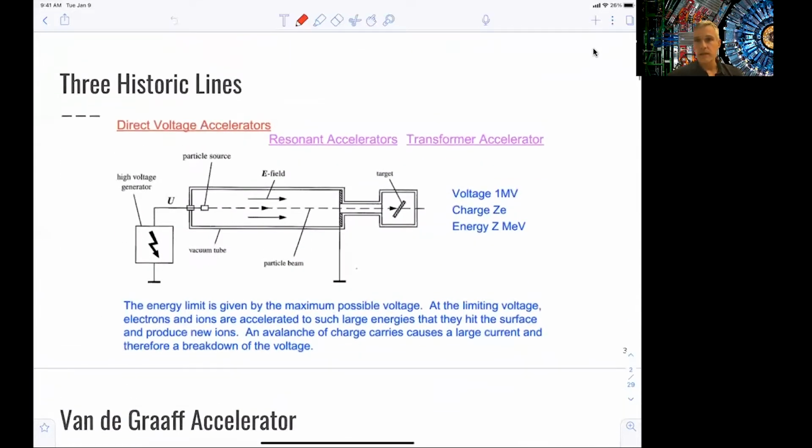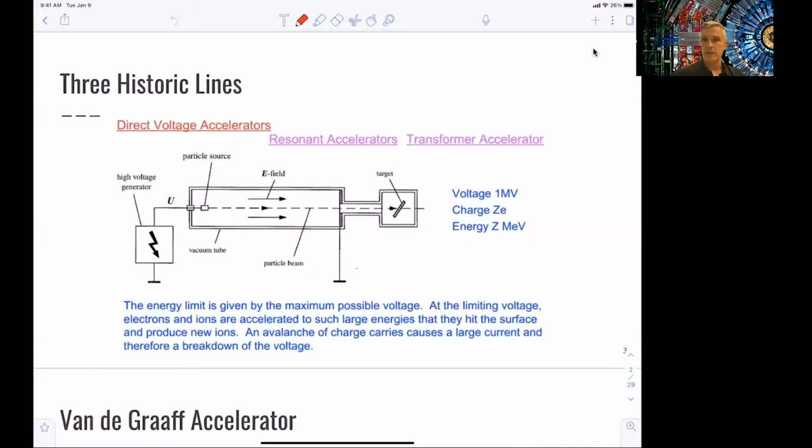If we study particle accelerators, we can see three different historic lines: the direct voltage accelerators, resonant accelerators, and transformer accelerators. And so we go through those three different subjects one by one. The energy limits of our accelerators are typically given by the maximum possible voltage available.